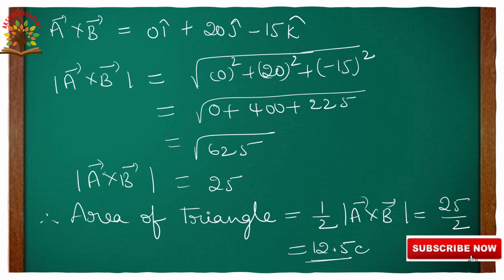Area of triangle equals 12.5 units. This is the final answer.